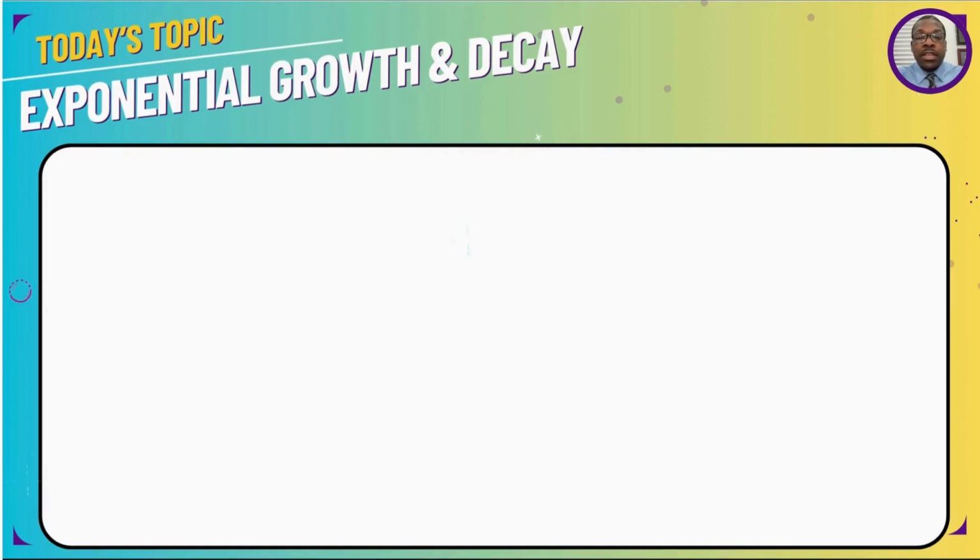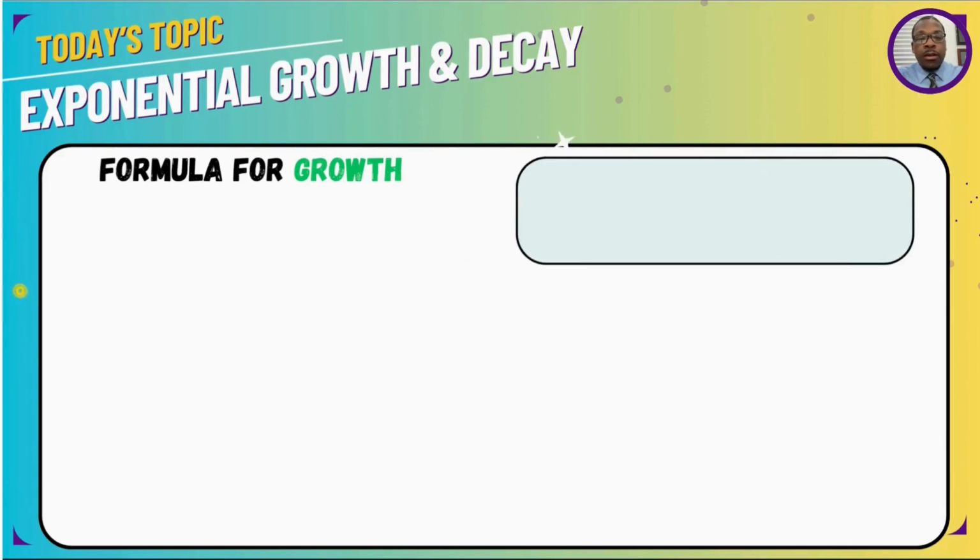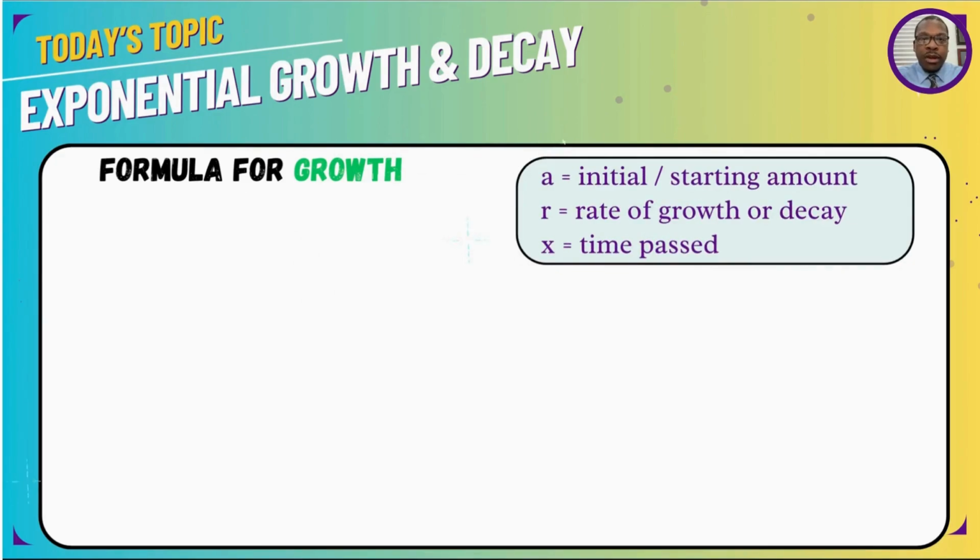Today's topic is exponential growth and decay, a very easy concept that once we see a few examples, I think you're going to be a pro at this concept. First off, exponential growth deals with two types of exponential functions, either for growth or for decay. Now, the formula for growth and the formula for decay deal with the same variables.